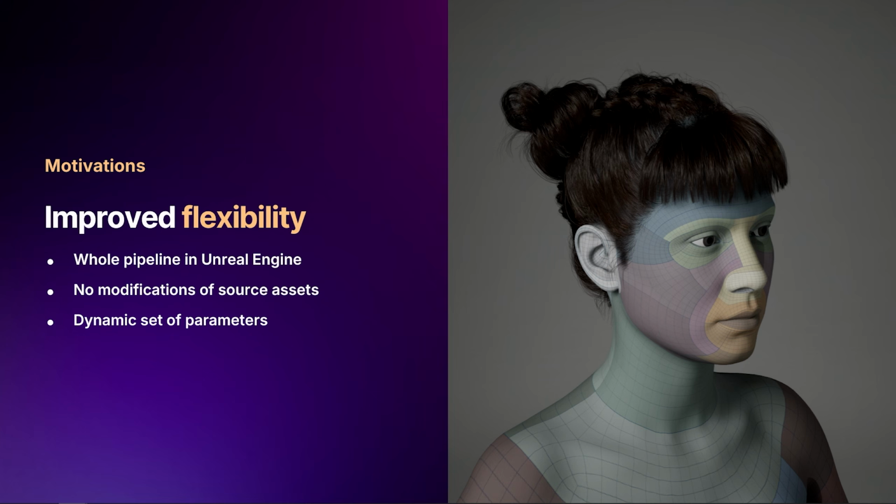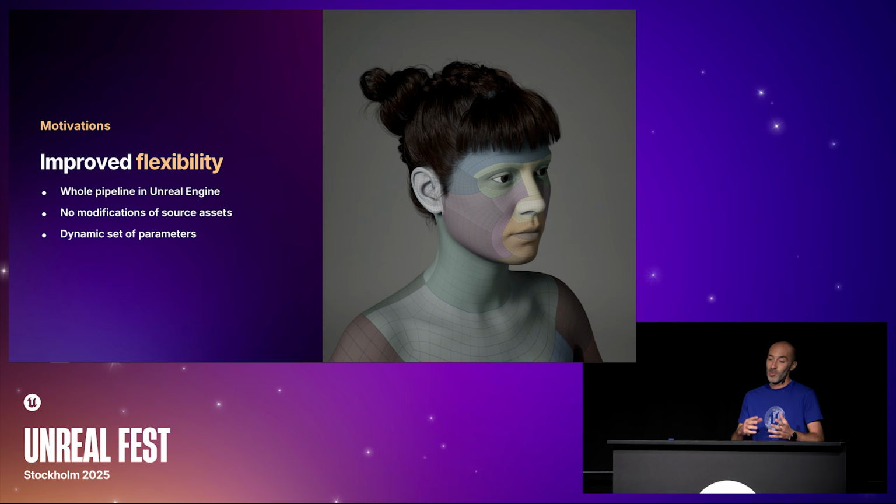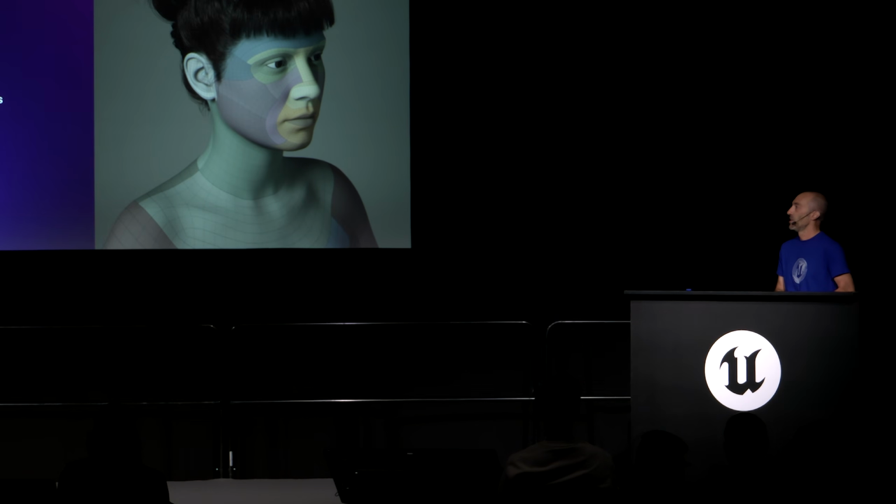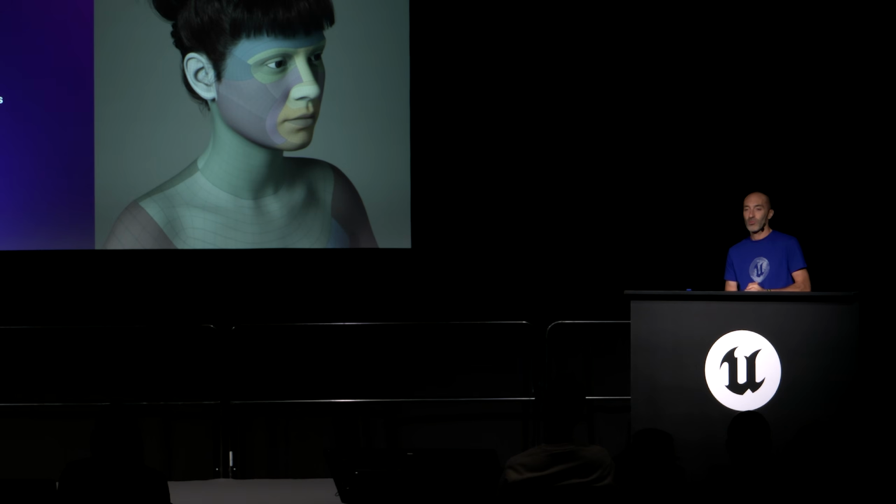So we wanted to improve on that. We wanted to improve the flexibility in the way we set things up. For example, if you wanted to add a new attribute to your Groom, you had to go back to the DCC, add the attribute, re-export your asset, re-import it into the engine, and modify the source code to be able to access these attributes in deformers and materials. It was really a painful process, with a lot of steps. So we wanted a dynamic set of attributes, something that could be done fully in engine without going back to the DCC, and directly available in deformers or materials.